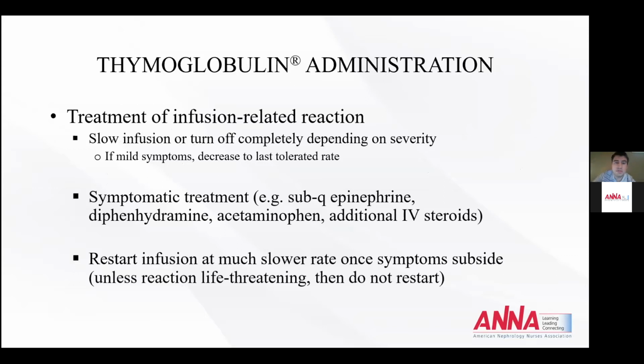So again, if you have an infusion related reaction, you need to turn it off or slow down your rate substantially, at least by 50%. If it's mild symptoms, you sometimes can give them PRN medications, slow down the dose and they do fine. For symptomatic treatment, make sure you have these on hand. You're going to need your Benadryl. You probably want to make sure they have an EpiPen just in case. And then you can restart the infusion at a slower rate once they subside, unless there's a life-threatening anaphylactic type picture that I talked about.